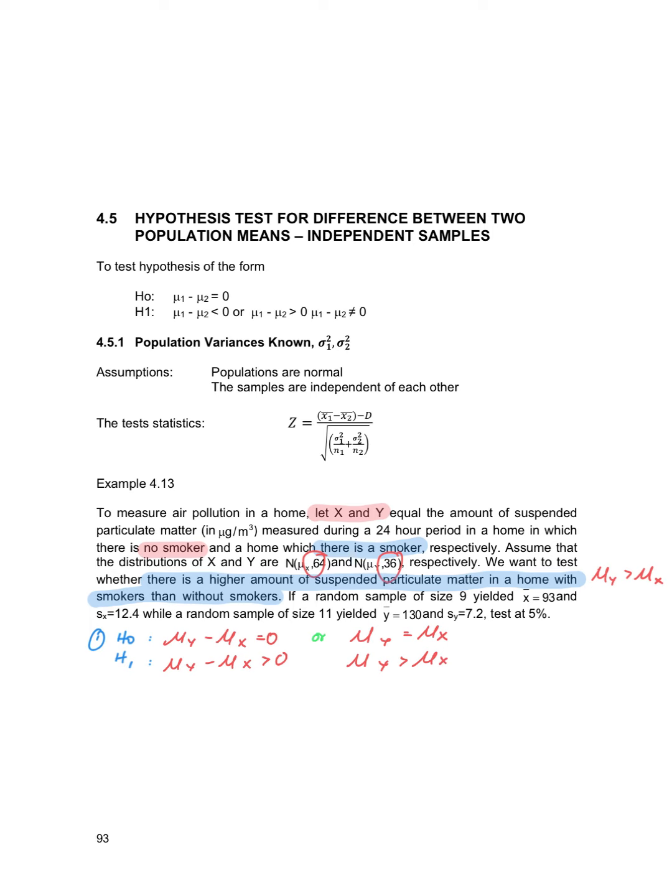Our second step is to write the test statistic. So our test statistic is Z. Follow this formula.